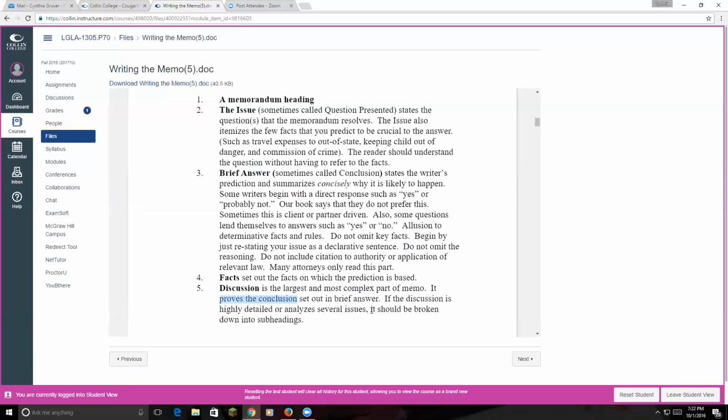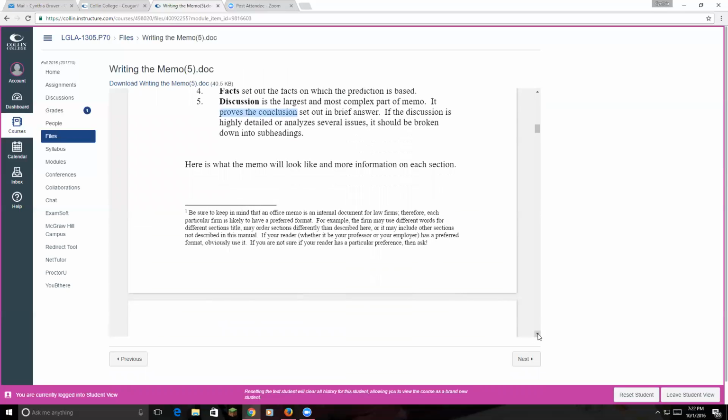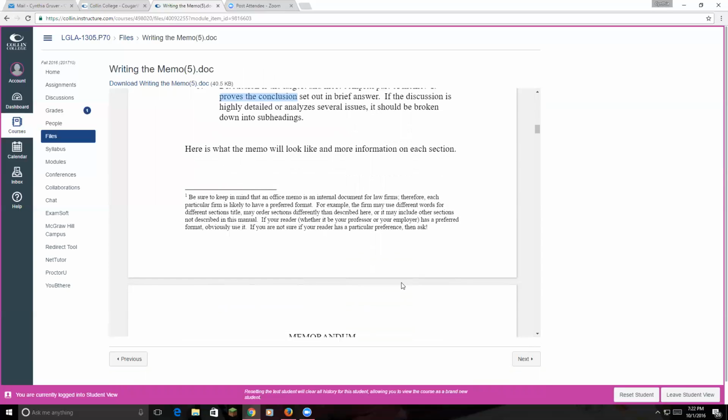And again, if it's lengthy, and yours will be for this course, you're going to want to break it down into subheadings for sure. Again, this footnote is talking about how a particular form will likely have a particular format, and you'll obviously want to use that.